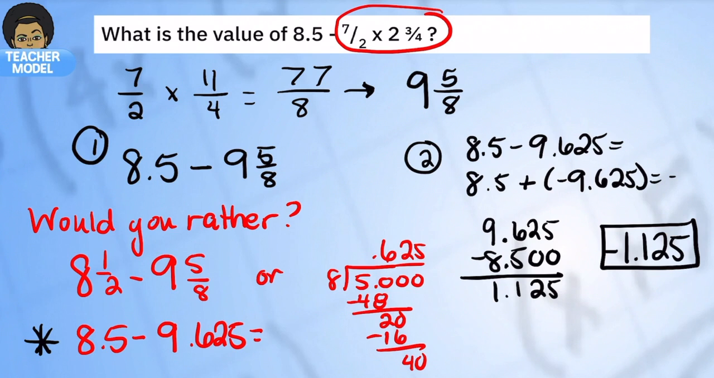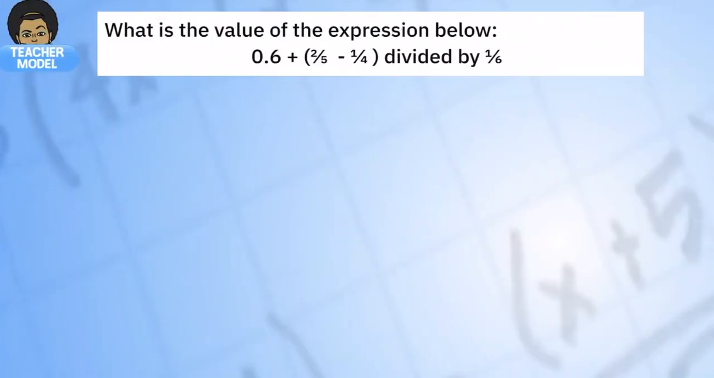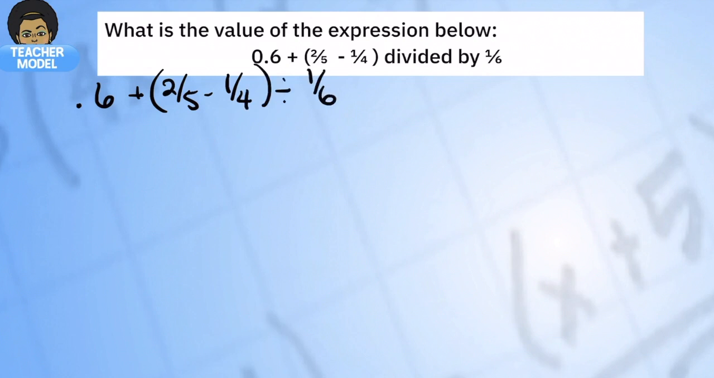Let's do our next example. Another wonderfully complicated problem is just another challenge. The challenges have solutions. They just take time. So let's do the same process again. 6/10 plus parentheses 2/5 minus 1/4 divided by 1/6. So here we have 3 operations.